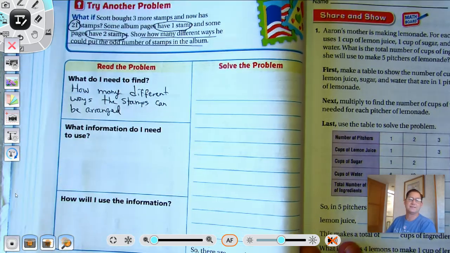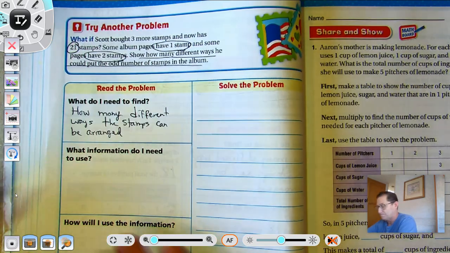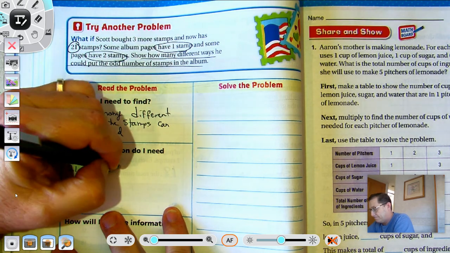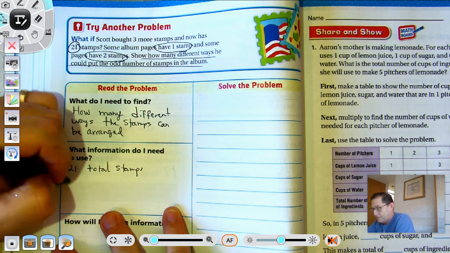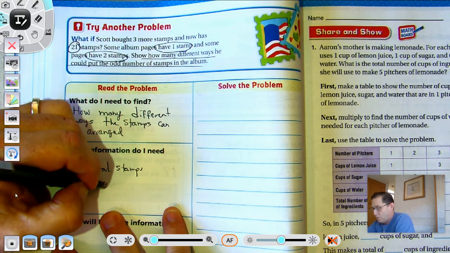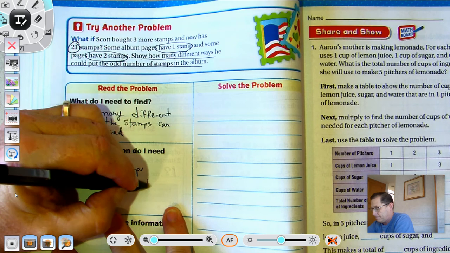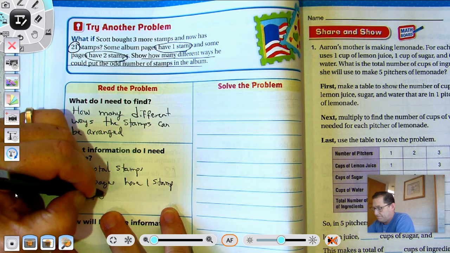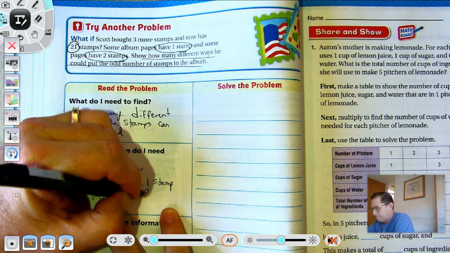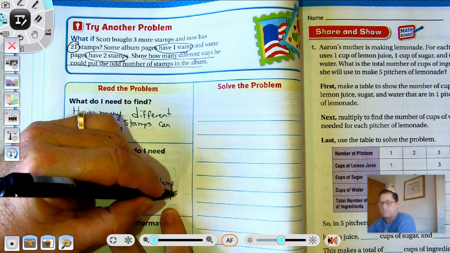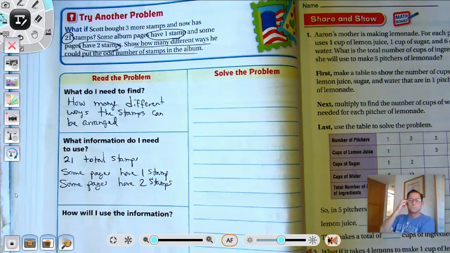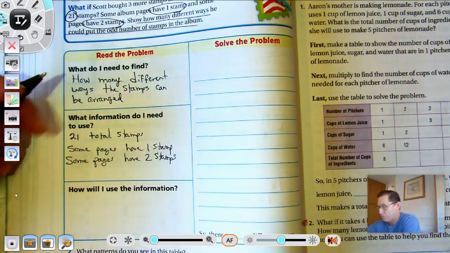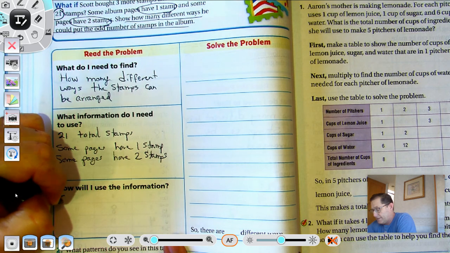Okay, how many different ways the stamps can be arranged? What information do I need? 21 total stamps. Some pages have 1 stamp. Some pages have 2 stamps. How will I use the information? So again, remember we're practicing making a table. So we'll make a table.